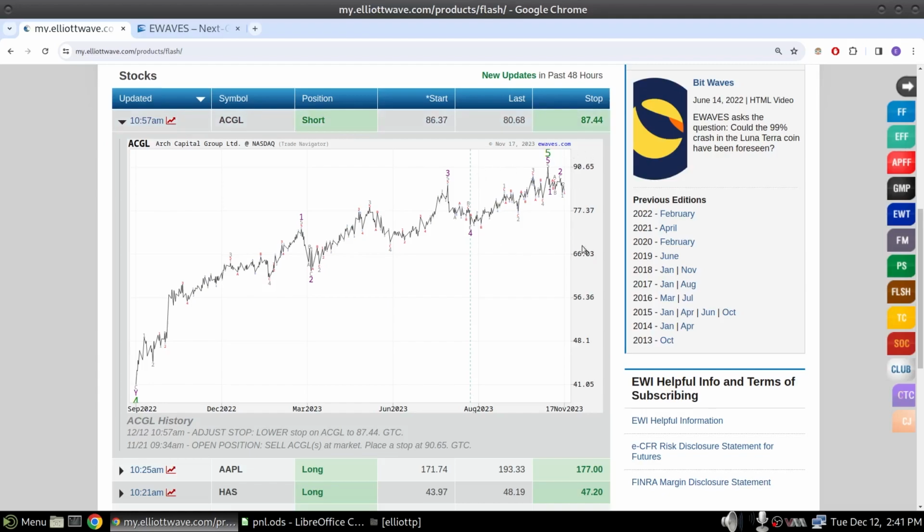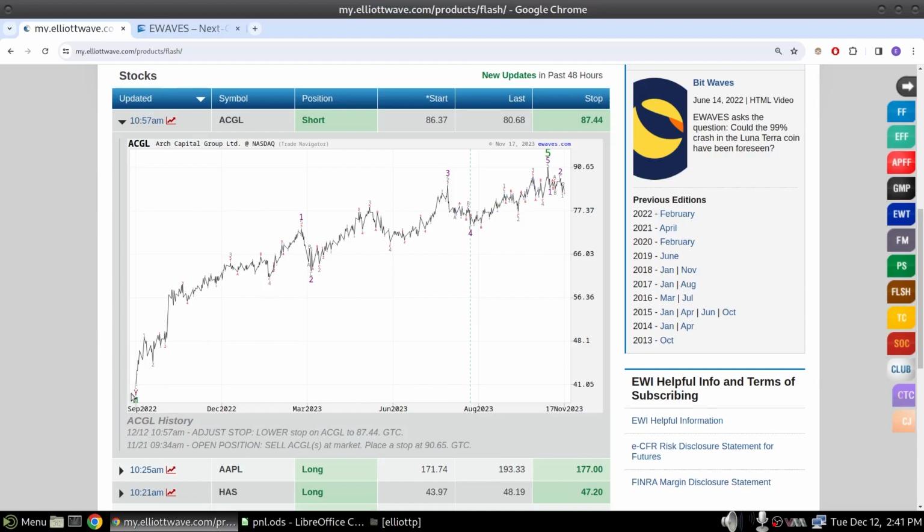Now, if you know your Elliott waves, you'll understand why we went short at the time we did on ACGL. So we've got 5 waves up, 1, 2, 3, 4, 5. This is a typical impulse wave. The only aspect of it that's a little unusual is that wave 4 here almost overlapped wave 1. Not quite, here it's 73.50, whereas wave 1 here was 72.28. So very close. So this is not exactly a powerhouse move.